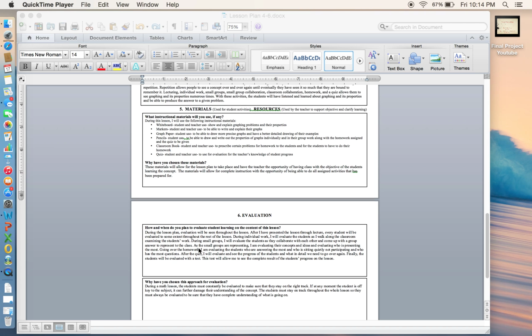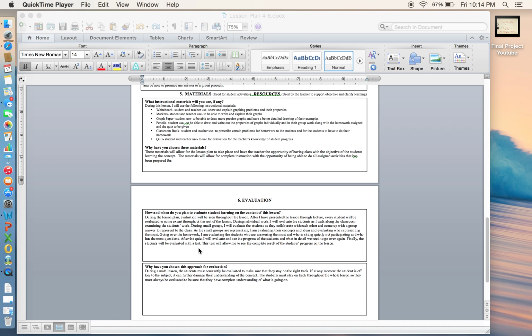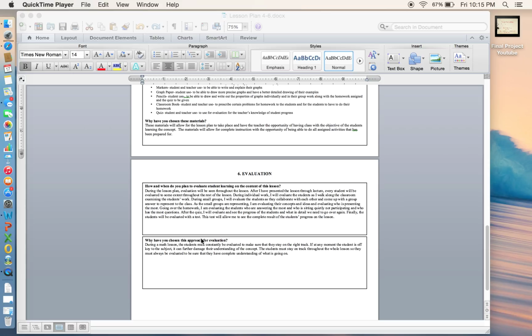And then it says evaluation. How and when do you plan to evaluate student learning on the content of this lesson? I described it in this way. Evaluation is huge during math, so I said that evaluation will be seen throughout the lesson. After I present the lesson through lecture, every student will be evaluated to some extent for the rest of the lesson. For example, during the individual work, I will evaluate them by walking around the classroom and seeing what they're doing, making sure that they are on the right track as they are working. Maybe give them some help if they need it.